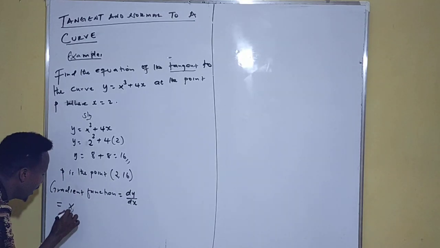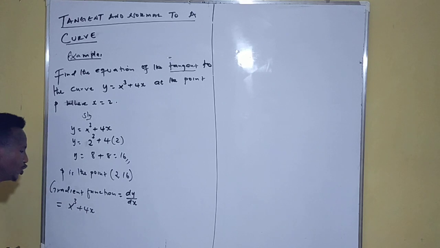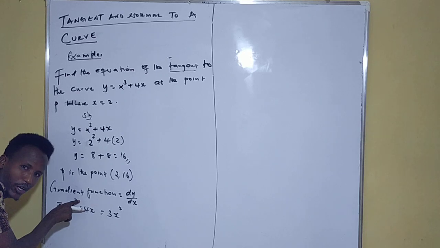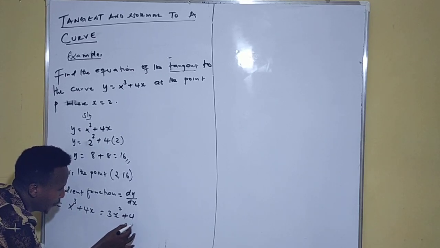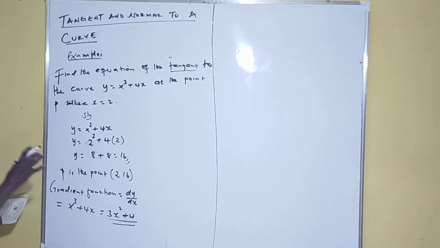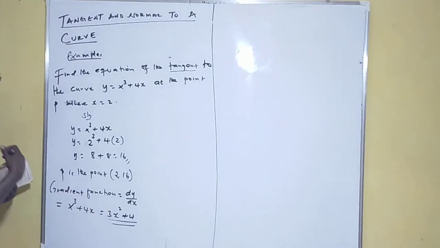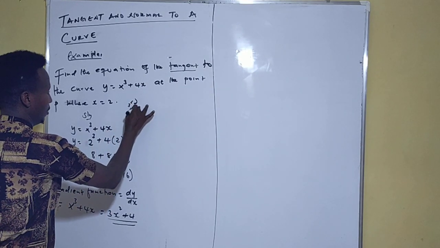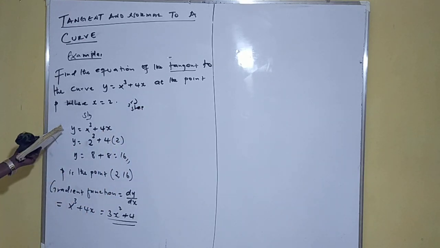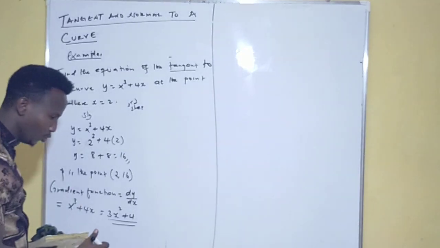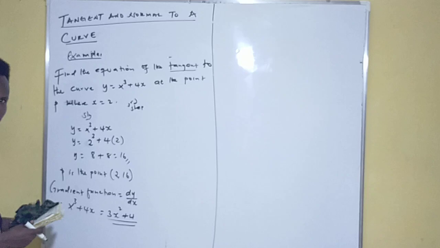So we have x power 3 plus 4x. I want to differentiate this one. It will be 3x squared, because I multiply by the power and subtract one from the power, plus 4. This is the gradient function. Just understand, the second step is getting the gradient function. The first step was getting the point by substituting the x value. The second step is getting the gradient function, which is a matter of differentiating the equation of the curve.